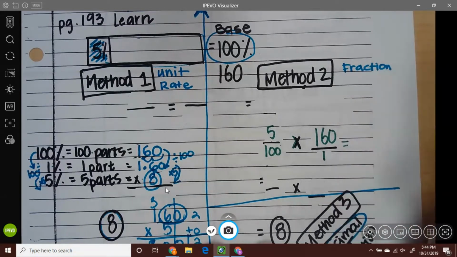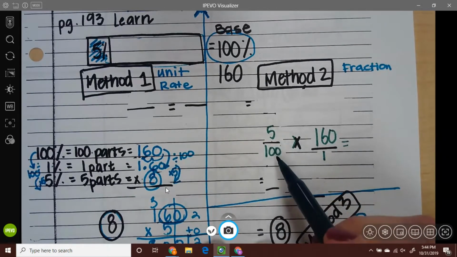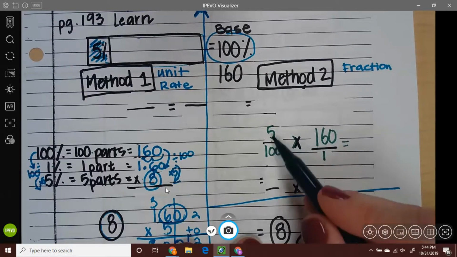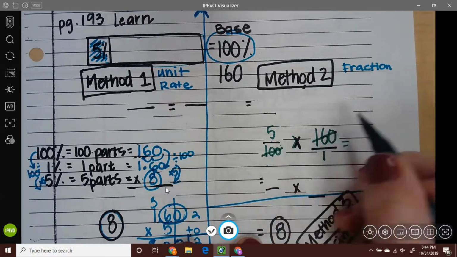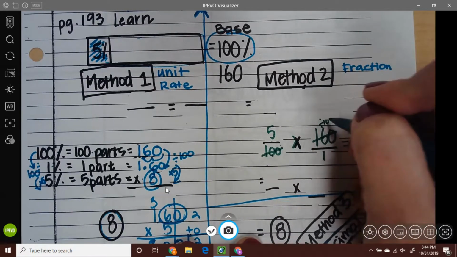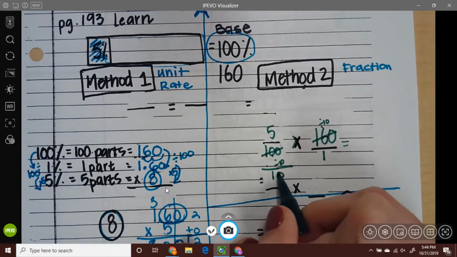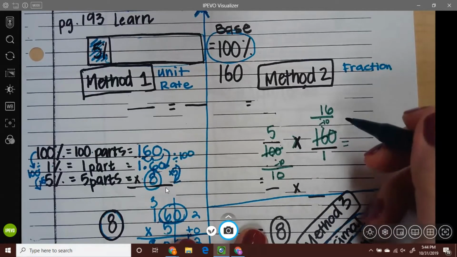And that would equal, and this is where I can reduce if the numerator is divisible by something the denominator is. Doesn't matter where it is. I could take this numerator and this denominator. So I'm going to divide both of these by 10. And that's equal to 10. And this would be 16. And then I could divide this one again because 5 and 10 are both divisible by 5. This would be 1 and this would be 2.